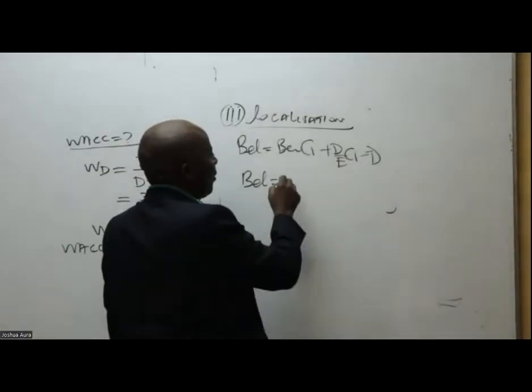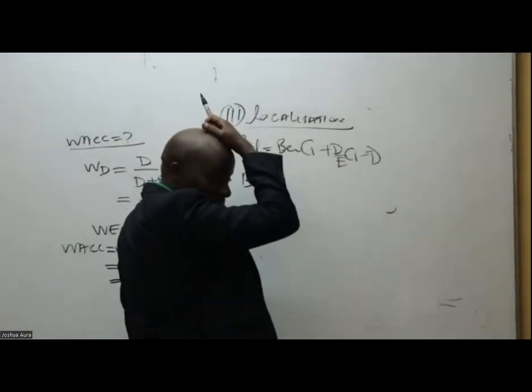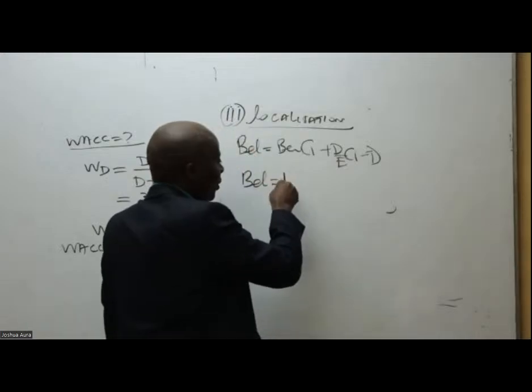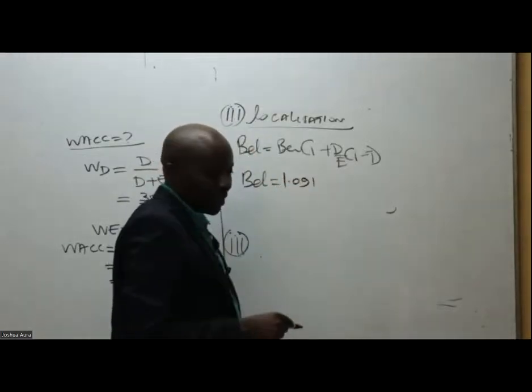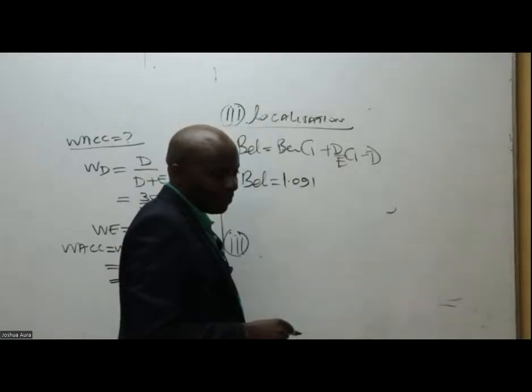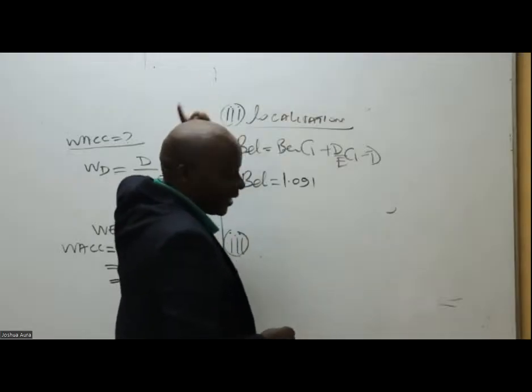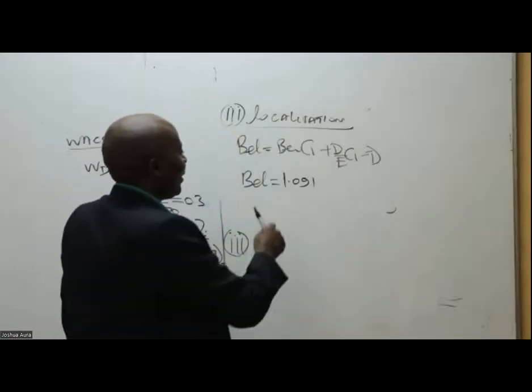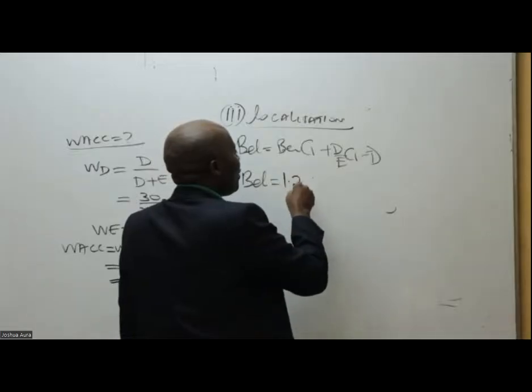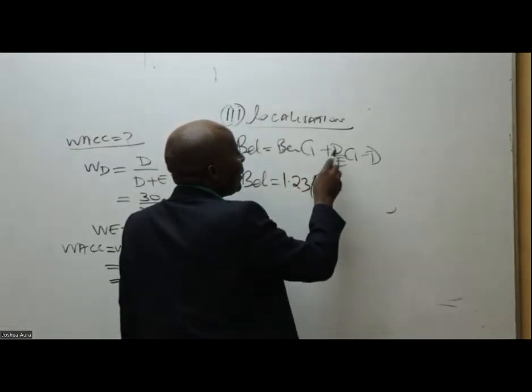So what is our bell, very fast? 1.091. What is our bell? Somebody. The one that we got up there was 1.23 into 1 plus debt over equity.